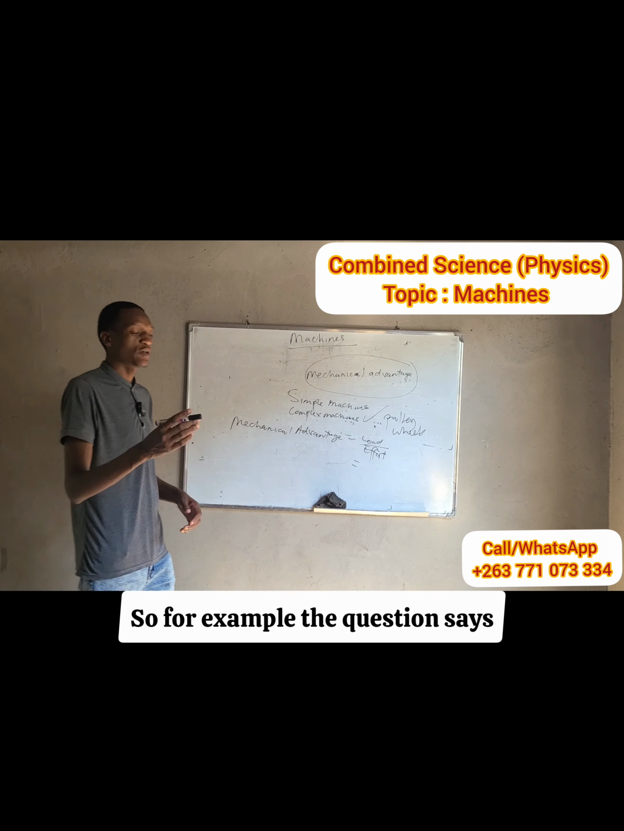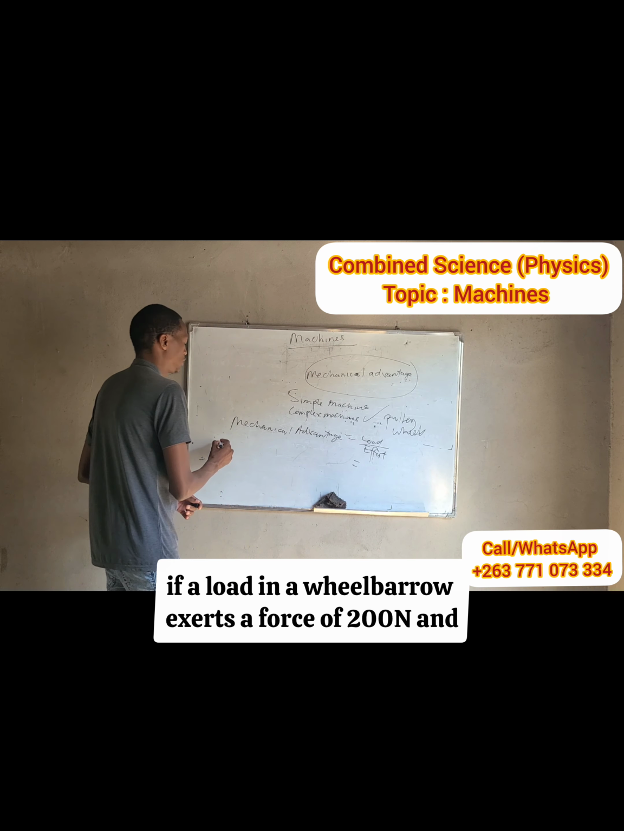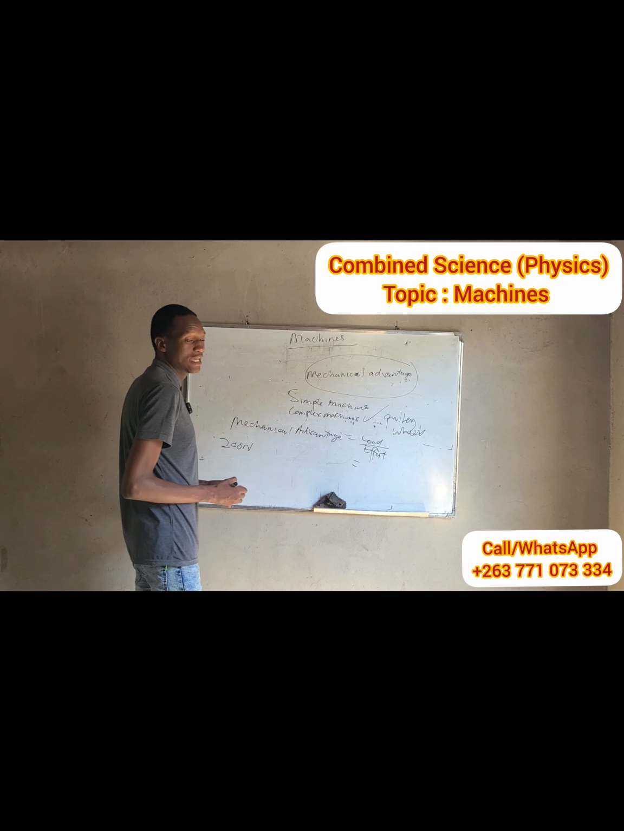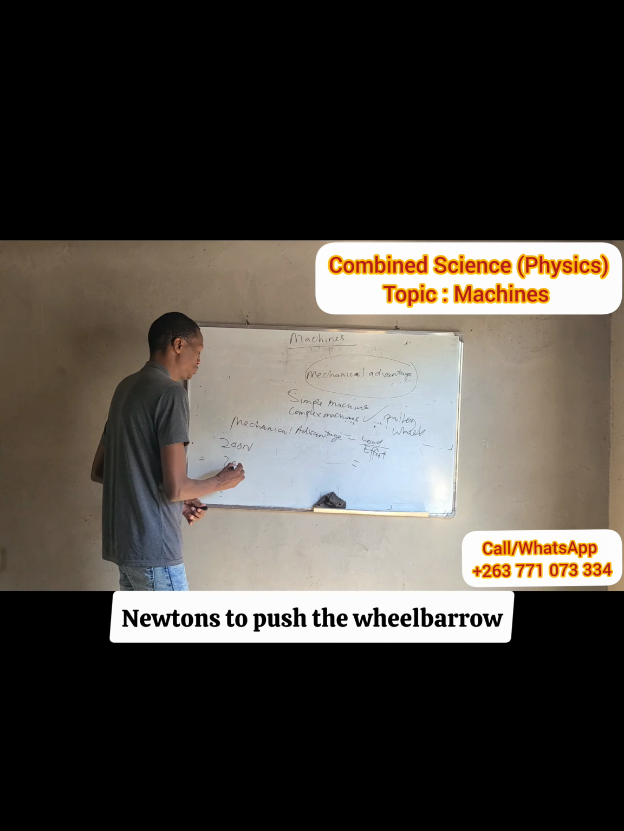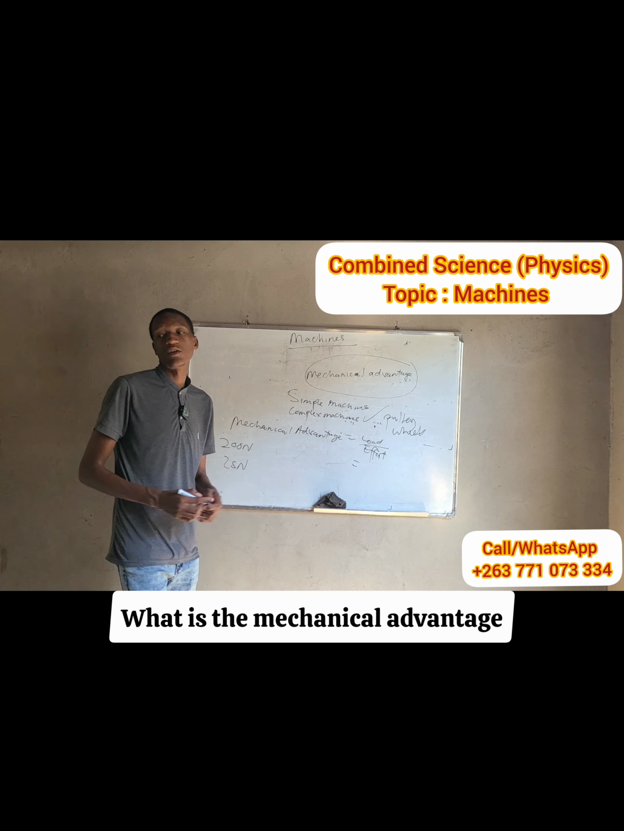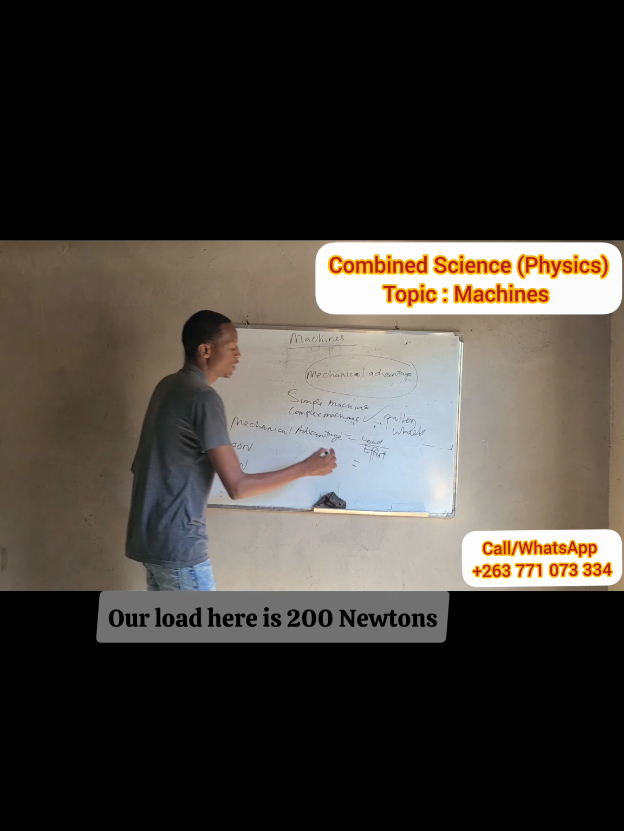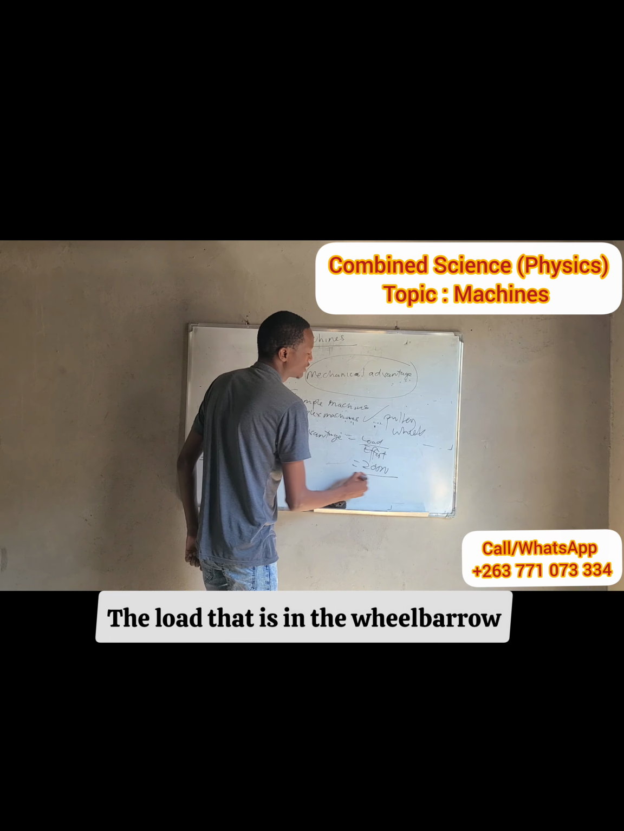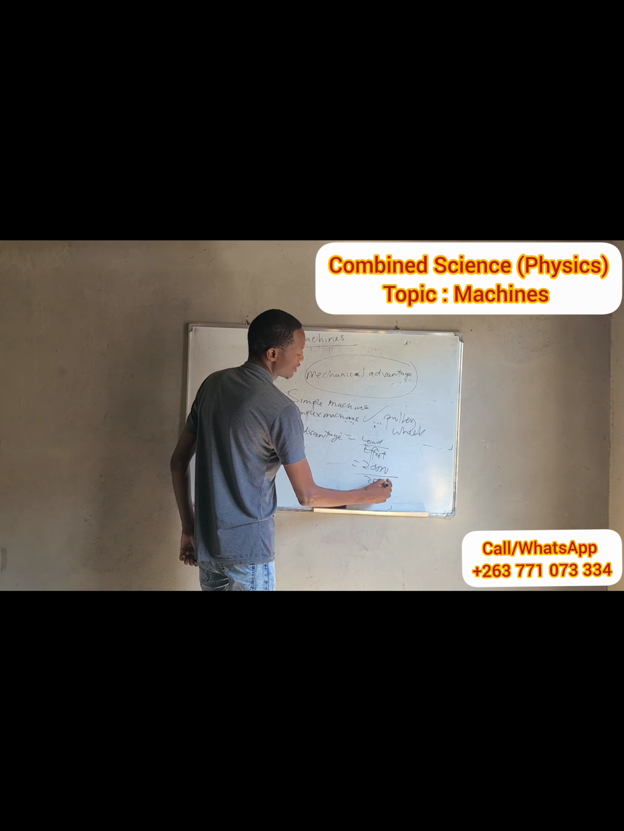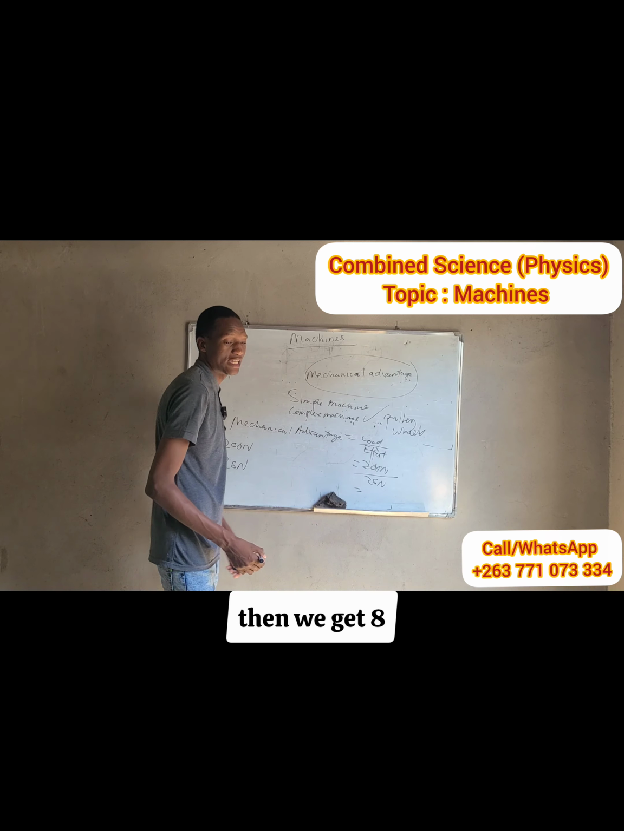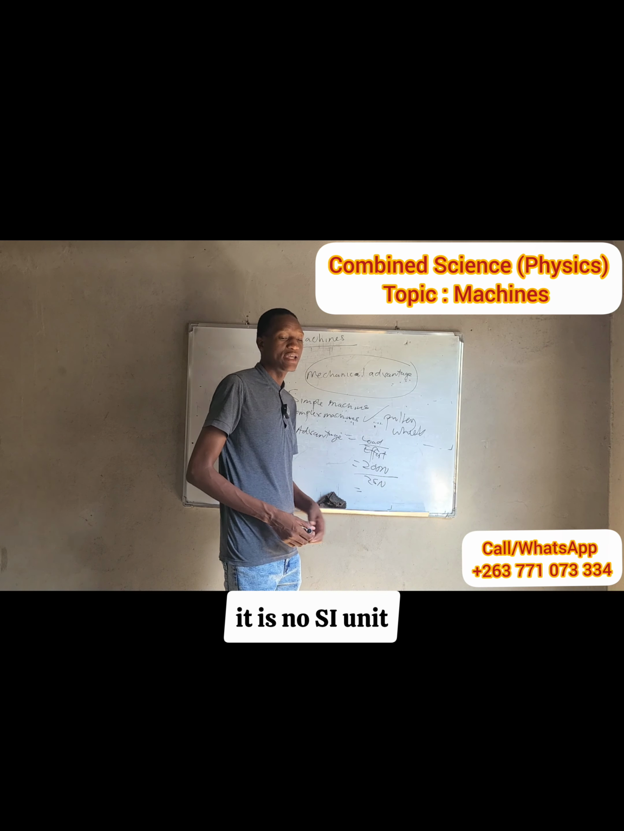So for example, the question says if a load in a wheelbarrow exerts a force of 200 newtons and you use an effort of 25 newtons to push the wheelbarrow, what is the mechanical advantage? We say mechanical advantage equal to load over effort. Our load here is 200 newtons, the load that is in the wheelbarrow, and our effort is 25 newtons. Then 200 divided by 25, we get 8. It has no SI unit.